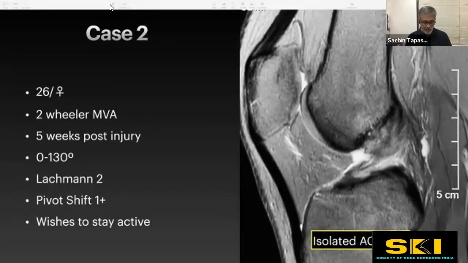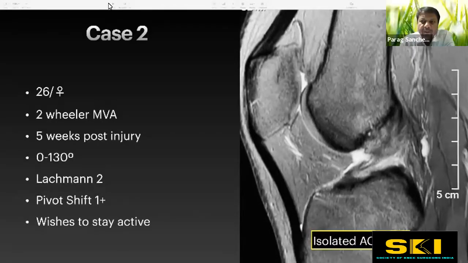So does anyone have anything extra to add on what I've just said as regards the MRI scan? No, we agree. Okay, perfect. One last quick question on this. I don't know whether you're going to cover it later.